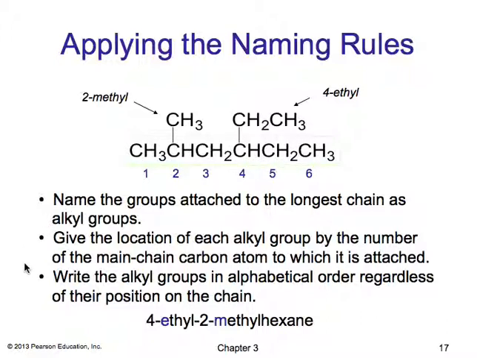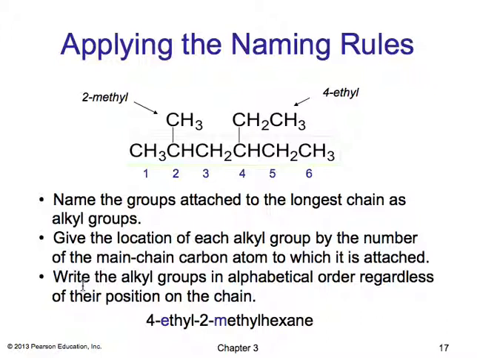Give the location of each alkyl group by the number of the main chain carbon atom to which it is attached. So we're going to start numbering from left to right, because at the 2 position you'll see a substituent. If you numbered it in the opposite direction, you would start with 3, and you want the lowest number in terms of substituent. So this would be from left to right.